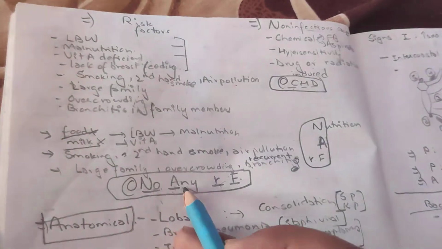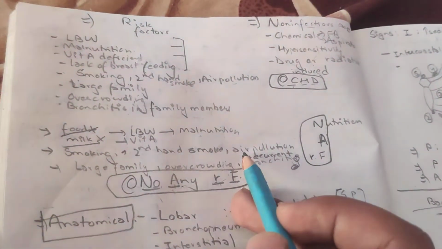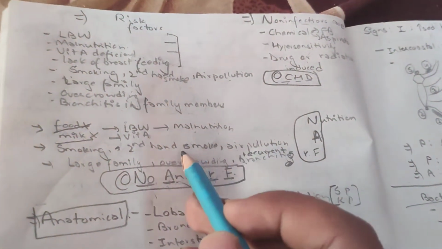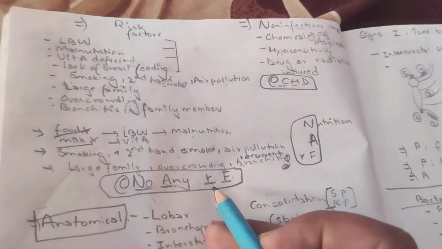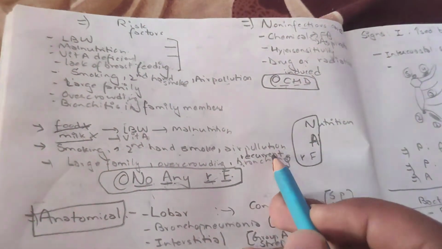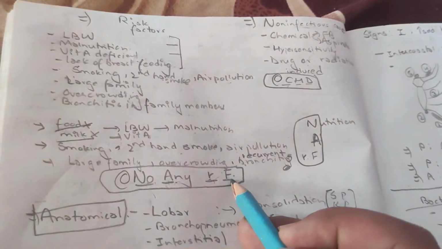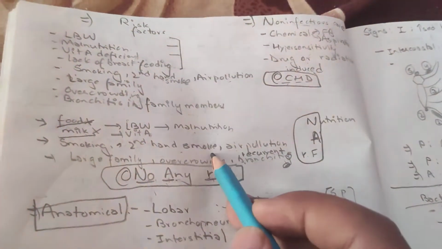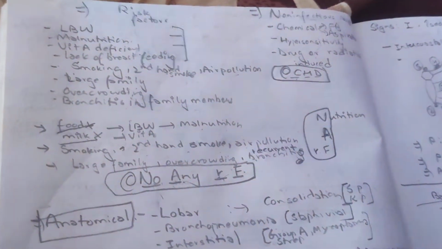Now, we can go to A. A means air pollution. What can be other pollution? Air pollution, secondhand smoking in pediatrics. Now, R means recurrent bronchitis in the family. And what can be other factors in the family? That is overcrowding, large family size.